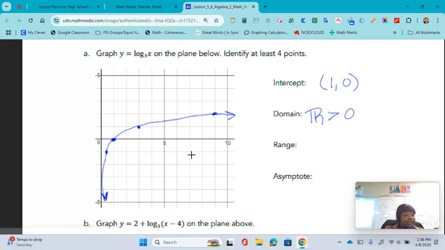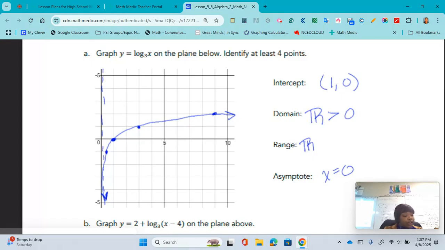Our range, which is our y value, goes up and down. The range of this graph is all real numbers because it goes up forever and down forever. And then the asymptote, where the graph will never cross. The graph will never cross where x equals 0.